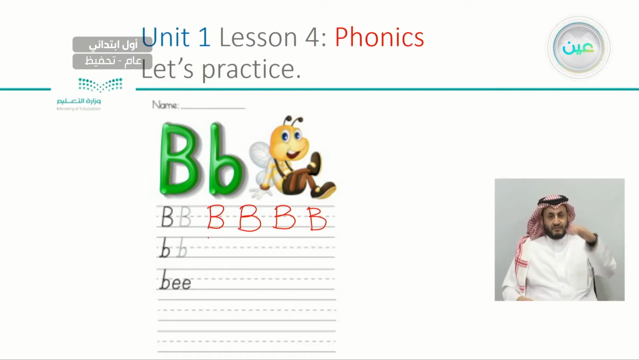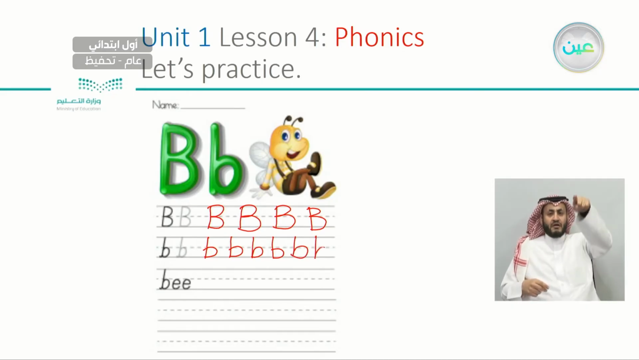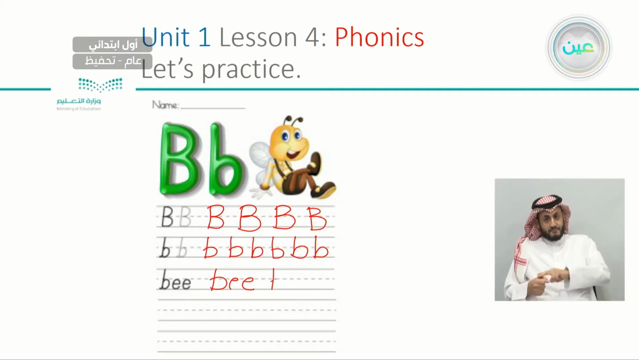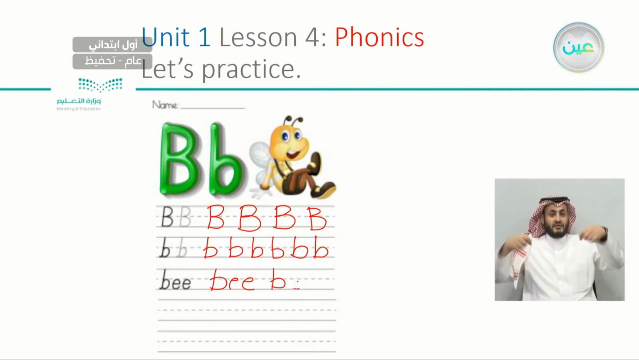The lowercase b is like this. It's like the uppercase without this one on the top. See what I'm doing? So you can do like this and like this, or you can do like this and like this without removing the pencil. See? Okay. What do we have here? We have a B. One more time. B, E, and E. Okay?